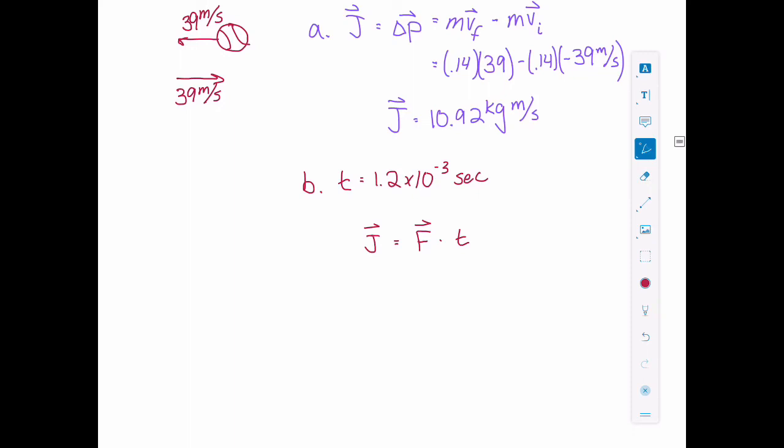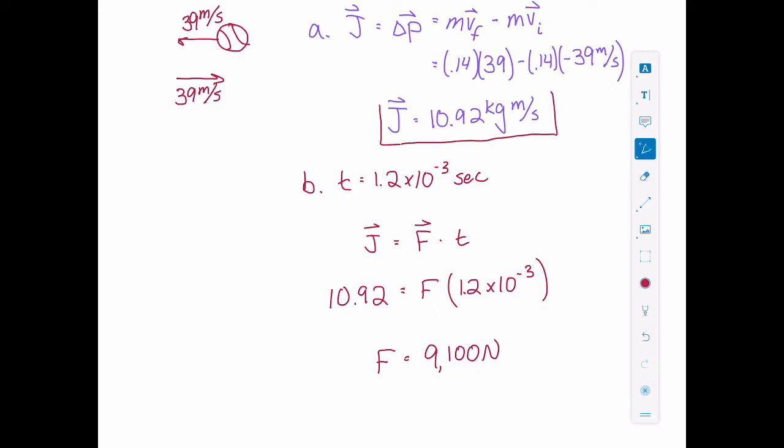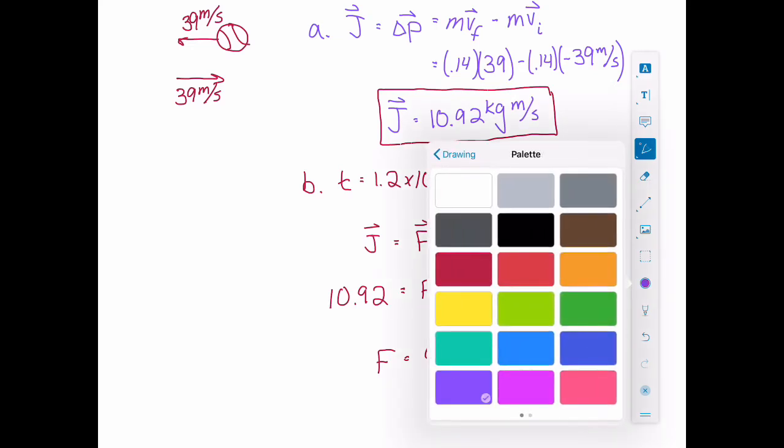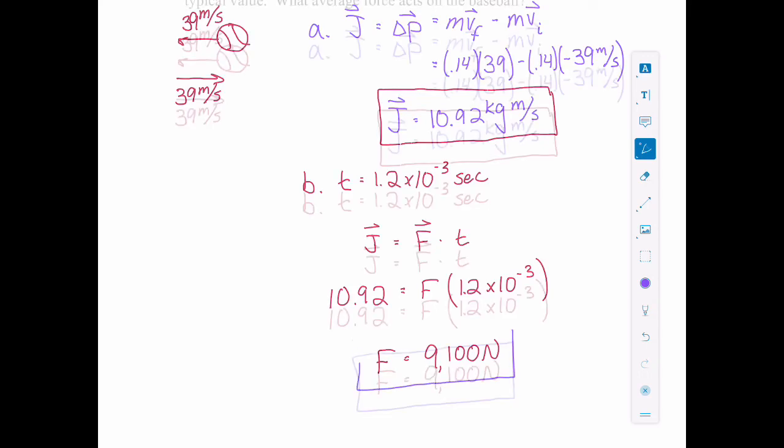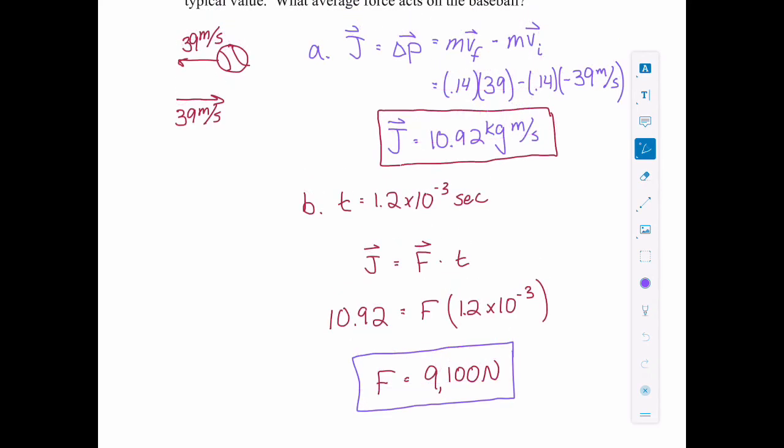I just found the impulse. I know that it's 10.92. We're looking for the force, and I know the time is 1.2 times 10 to the negative third seconds. So when I calculate all of that out, I get that my force is 9,100 newtons. Yay! So there's my answer to part A. And my answer to part B is right here. All right, so hopefully that makes some sense. If it doesn't, let me know.